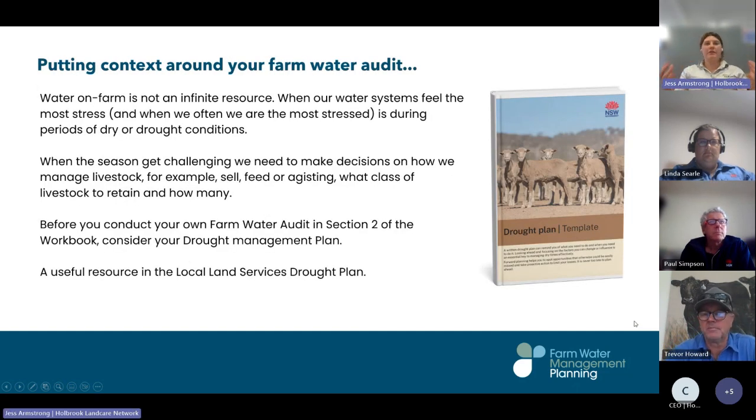So obviously we've already discussed it a little bit, but putting context around your farm water audit, we know water is not an infinite resource on our properties. We know that during drought and during dry times is the period where our systems are going to feel the most stress. And ultimately, it's also when we as landholders and managers are feeling stressed about it too. We have to make decisions about how we manage our livestock, and that might include reducing or changing our stocking rate, selling, feeding, or adjusting our livestock. So, as I said, before you conduct your farm water audit, have it in the back of your mind what your process will be when you're going into a drought or a challenging time.